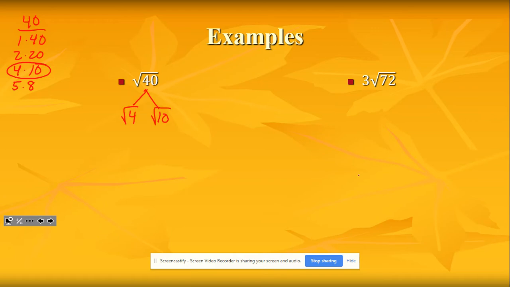Now, radical 4 can be simplified in your calculator if you do it. Radical 4 is equal to 2. Radical 10 cannot be simplified. So your final answer for radical 40 is 2 radical 10. Pause the video at this point to give yourself a chance to try 3 radical 72.